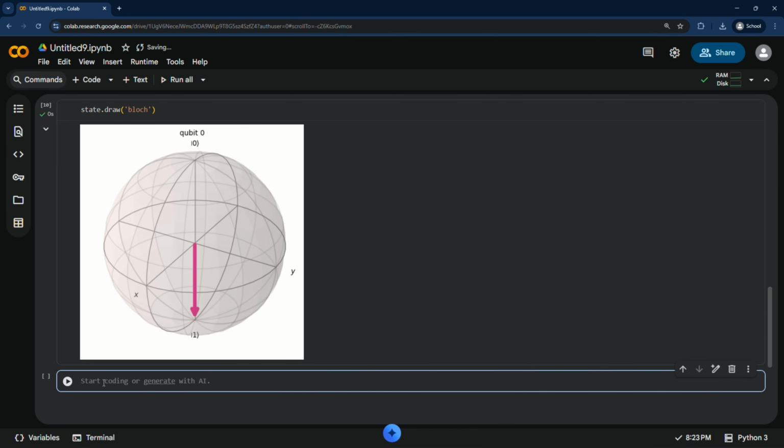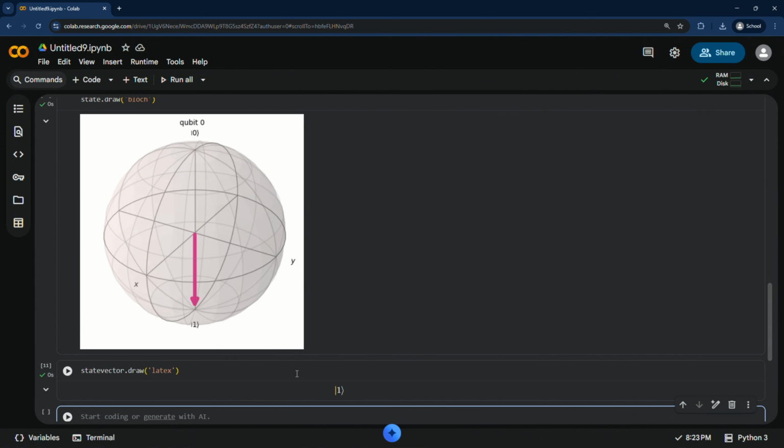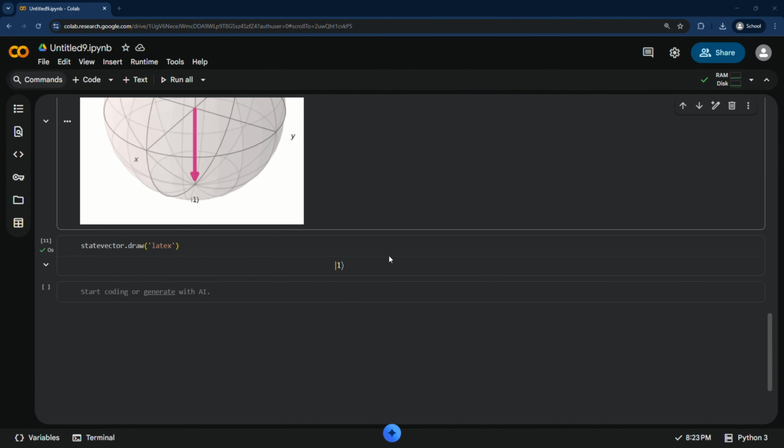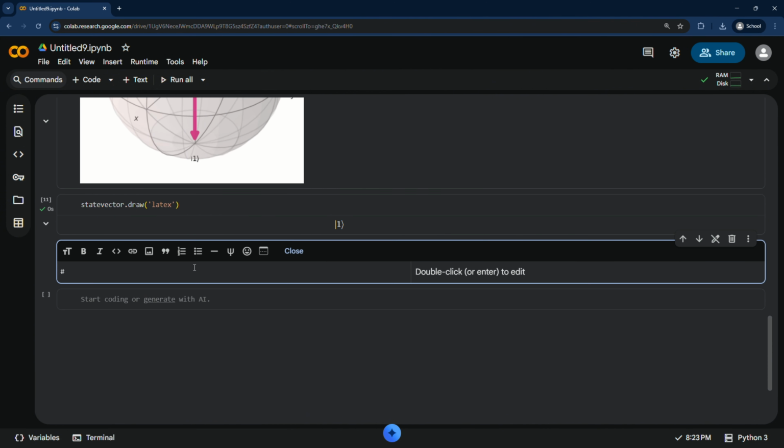Look at the Bloch sphere. The vector flips from the north pole to the south pole. This is a 180-degree rotation about the x-axis. Now read the latex state. You should see state 1. This tells us the Pauli X gate transformed the state 0 to state 1. Now let's reset the circuit and apply the Z gate.